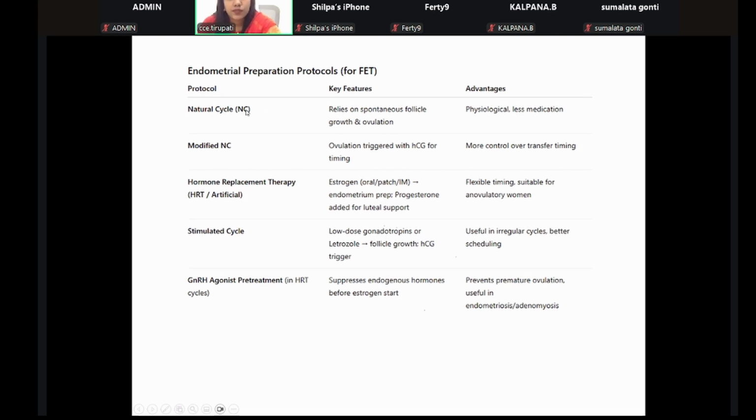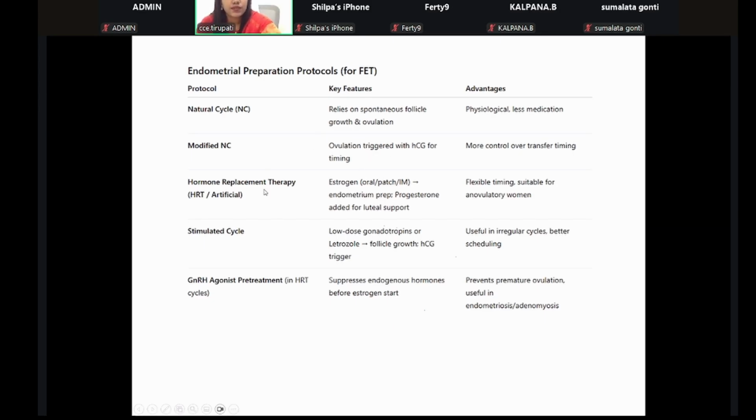In natural cycle, we just look for spontaneous ovulation and spontaneous LH surge, and from the time of LH surge, after 36 hours, we start with progesterone supplementation. In modified natural cycle, we trigger with HCG, and 36 hours after HCG administration, we document the ovulation, and then we can start with progesterone supplementation and go ahead with the transfer.